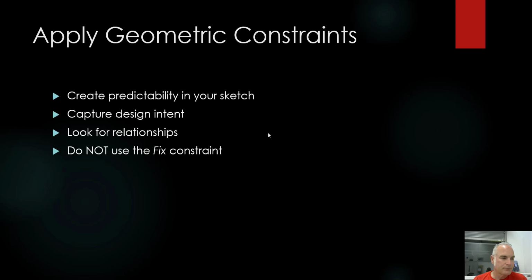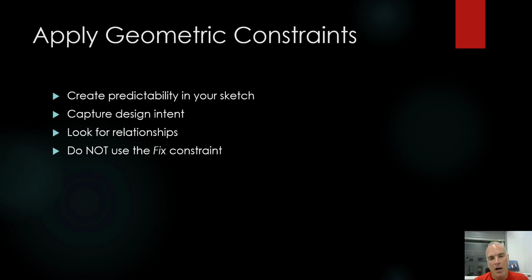Step number four now is to come in and apply your geometric constraints. When you're applying these geometric constraints, you want to try to capture the design intent. What is it about this part that I want to be consistent? For example, do I want these two edges to be aligned? Do I want the center of this circle to be at the center of that circle? Do I want these things to be collinear? Do I want the middle of this at the center of that? All those kinds of things. They add value because it makes your sketch more predictable, and you can capture that design intent. So look for those relationships.